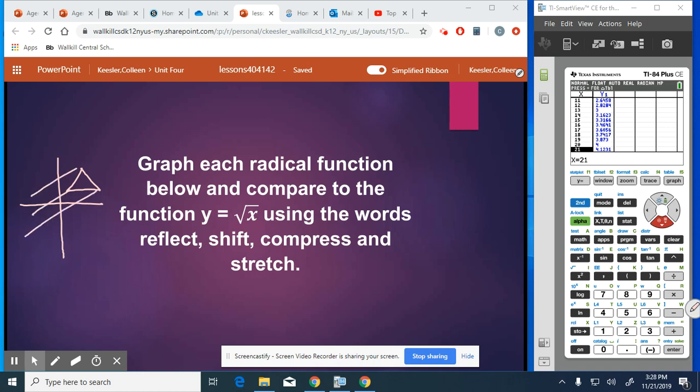So maybe I have a triangle that looks like this way over here, where all of those points were shifted on the coordinate plane the same number of points up, down, left, or right. Then compressed, you might have heard of as a dilation. So if you have a big triangle, you can then get a small triangle. Or if you have a small triangle, you can make it a big triangle by stretching. Okay, so compressing is when you make it smaller, stretching is when you make it bigger. All right, so let's take a look and see how this affects the radical function.